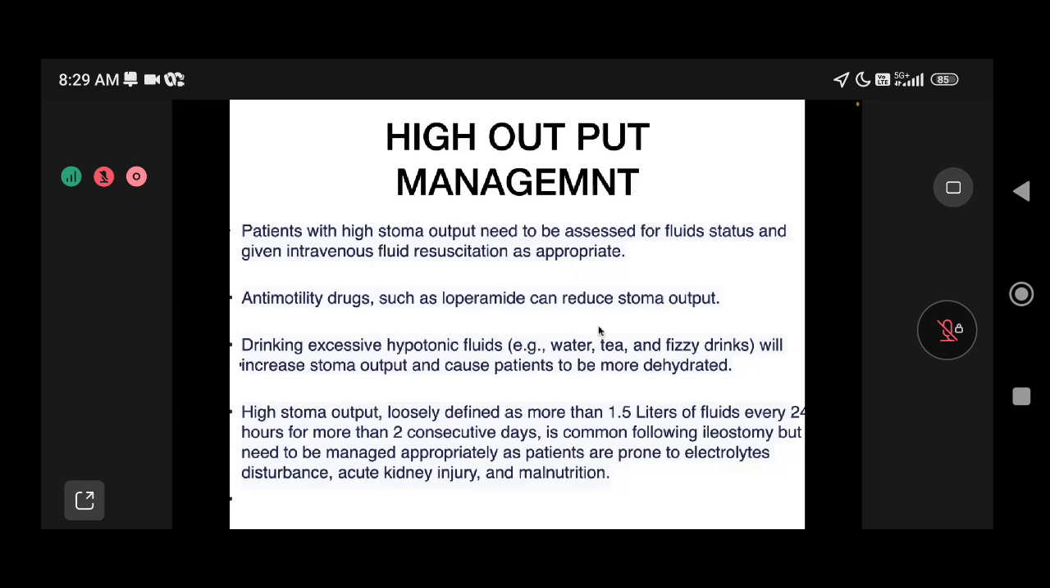Drinking excessive hypotonic liquid like water, tea, and other juices and drinks can increase the stoma output and cause the patient to be more dehydrated. Now, this slide I have put a little later because I asked the question, but many answers came a little wrong. So this is the answer for that question, that you need to have IV fluids. High stoma output is loosely defined as more than 1.5 liters every 24 hours for 2 consecutive days. Then only it is called that, but it can indirectly cause harm by causing acute injury.